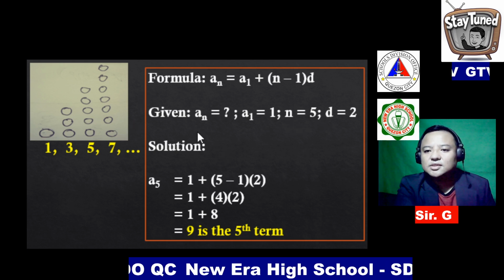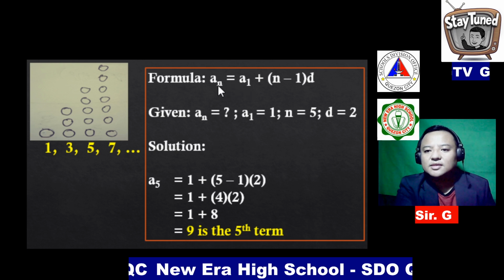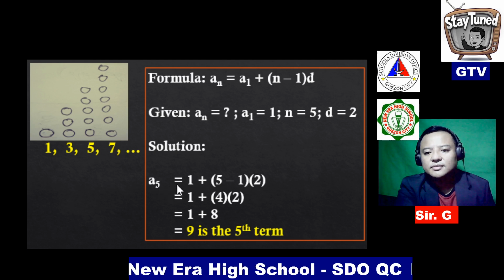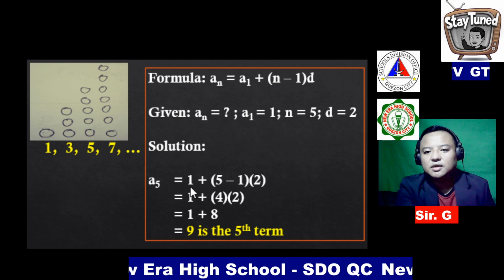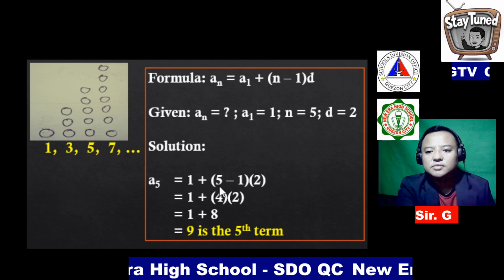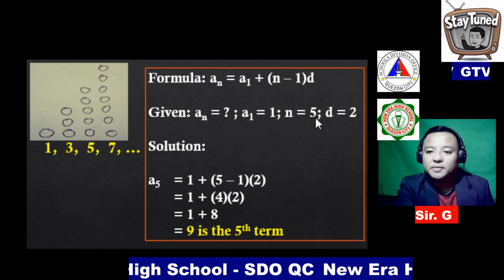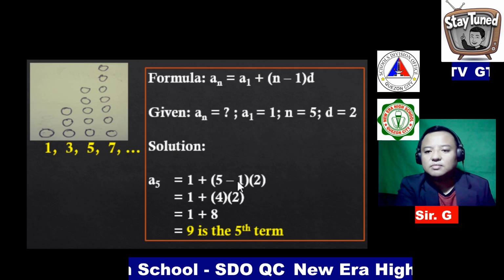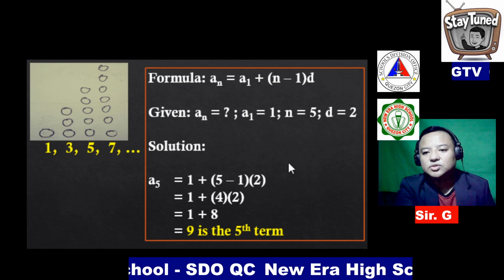So let's dig in. Let's plug in all these givens to the formula. And since n is 5, we have a sub 5. Then that is equal to the first term. Since the first term is 1, just plug in 1. Then plus a quantity of the number of terms. And since we are looking for the fifth element, the number of terms is 5. Then subtract by 1, which is constant. Then multiply by the common difference, which is 2.